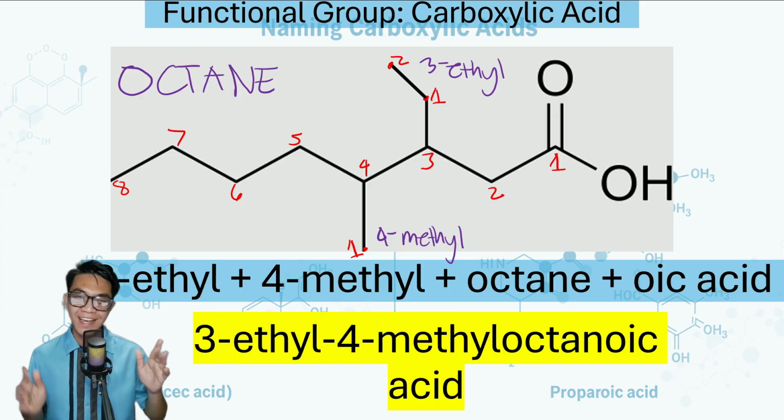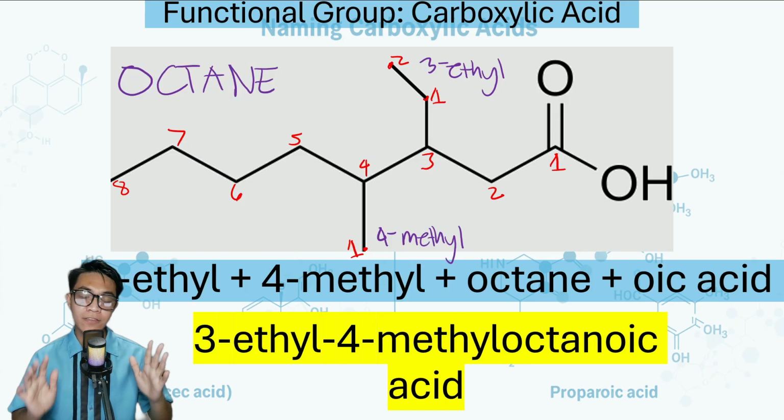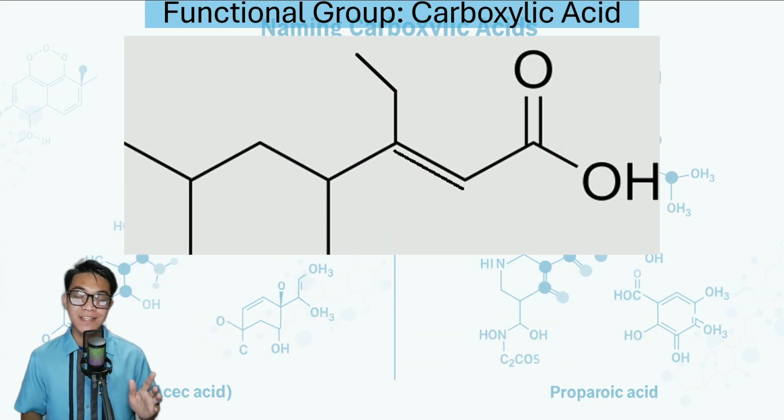It's just easy, right? Let's have one more and let's try to complicate things a bit to give it more challenge. So our next example, as we can see, we now have a double bond. So how are we going to name this? Let's just follow those simple steps. First, identify the parent chain.